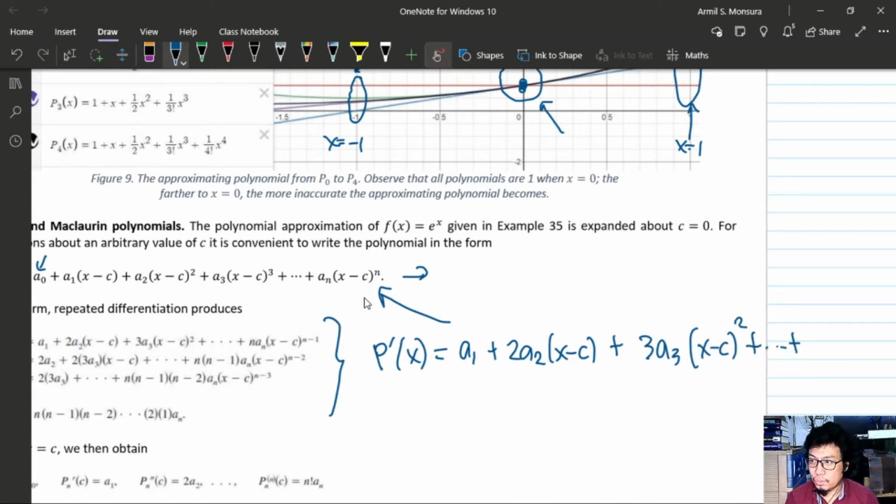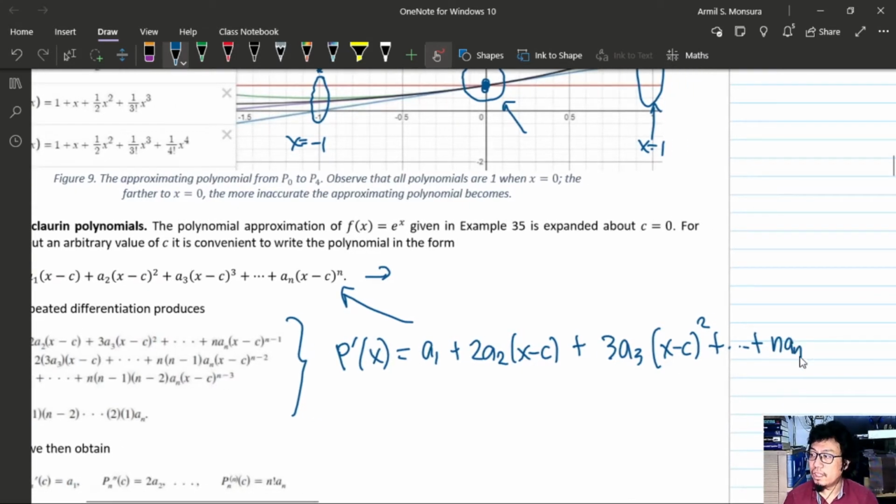If you want to get the derivative of this one, that should be bringing down n, multiplied to an, and then you'll have (x minus c) raised to n minus 1. That's the first derivative. Now its second derivative, double prime. This becomes 0 because this is a constant. The derivative of a constant is 0.